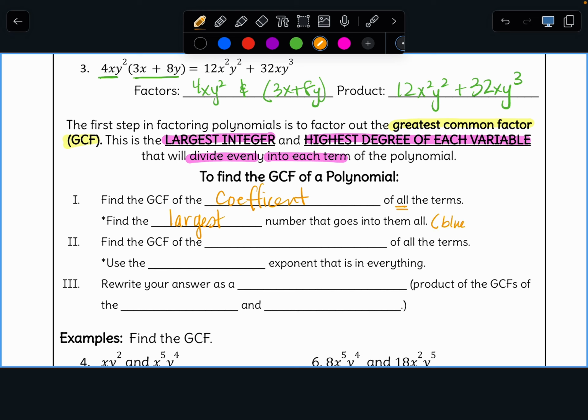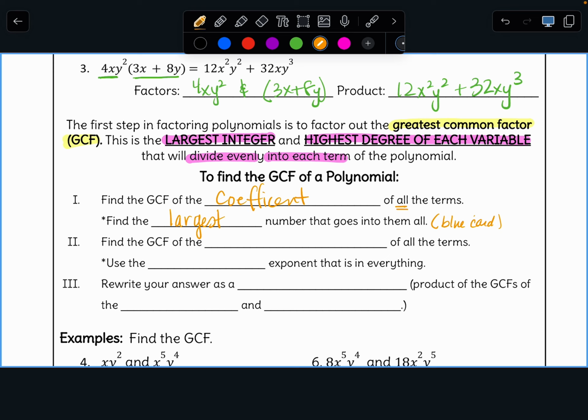This is where you're going to use your blue card. So if we look at your blue card and I ask for the GCF of 42 and 50. Look at 42 and 50 and tell me what the greatest common factor is of 42 and 50. What's the biggest number that goes into both of them? What is it? 2. 2 is the biggest number that goes into both 42 and 50.